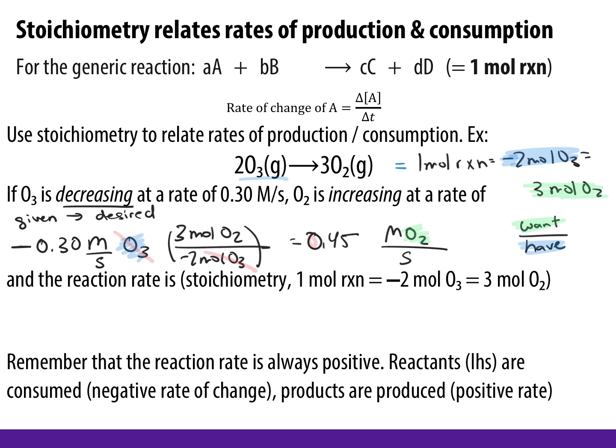Again, you can always see the sign just by using common sense. O3 is a reactant, decreasing, O2 as a product, increasing. So the rate of change of O2 has to be this positive number.